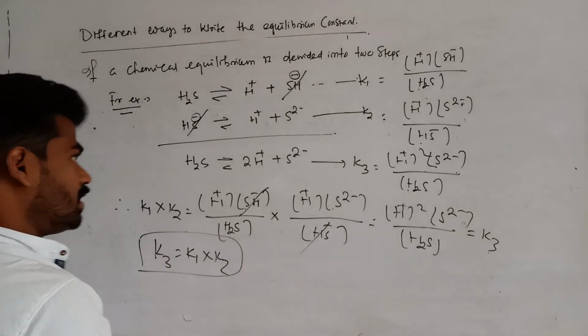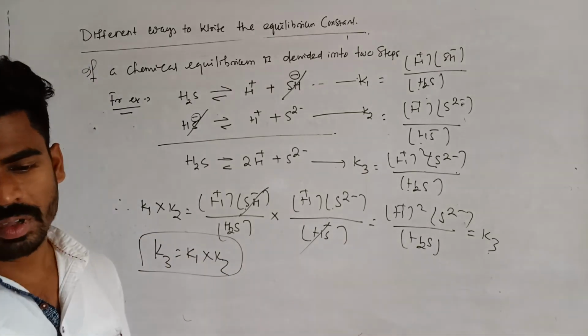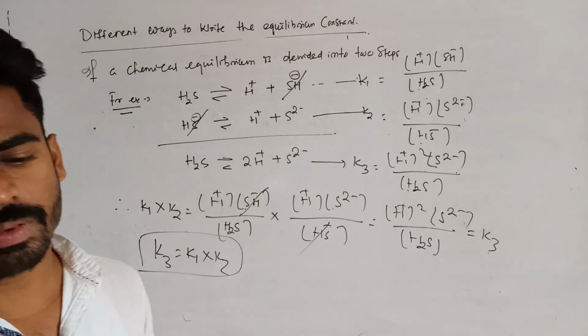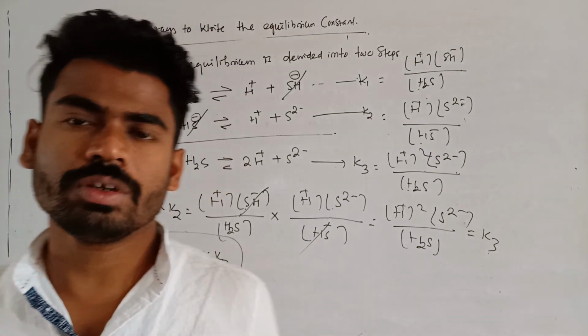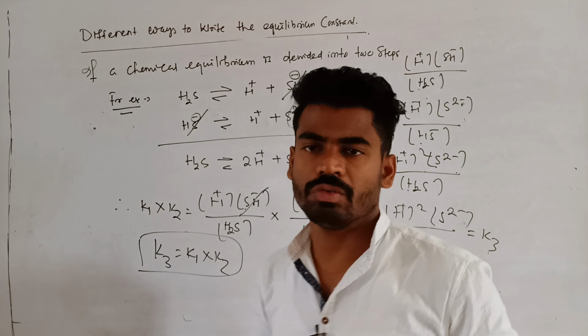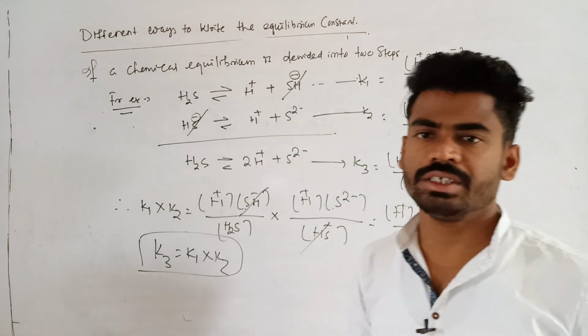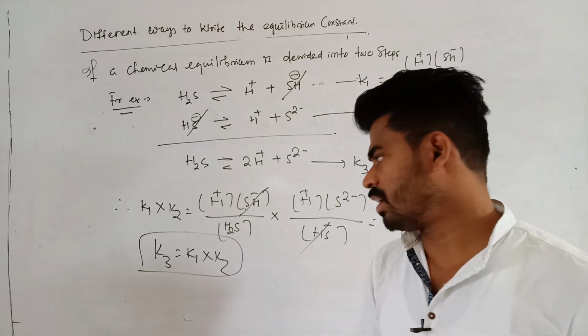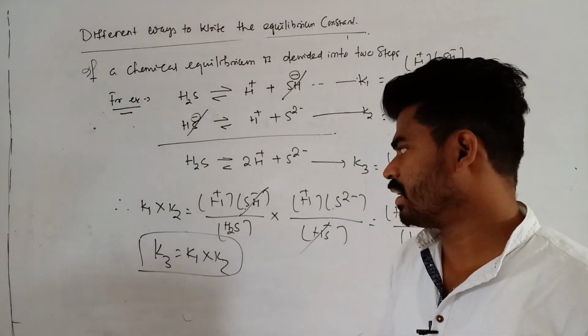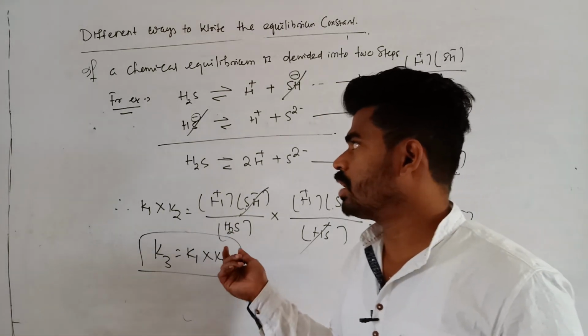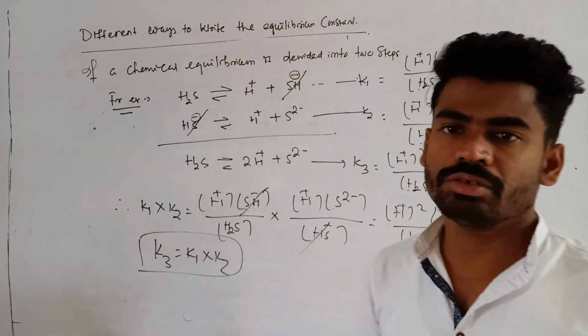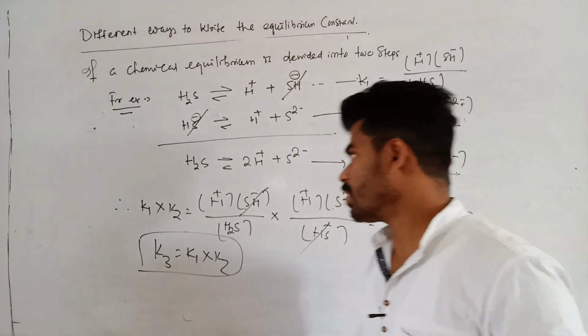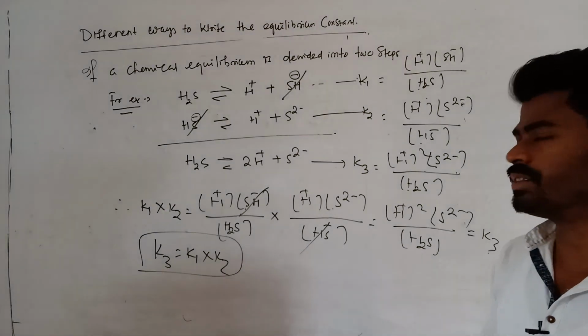So these are the different modes of mathematical expressions for equilibrium constant, which depend upon the nature of the reaction. Whether the reversible chemical change is reversed, it will be reciprocal. If it is multiplied by some factor or divided by some factor, or if multiple steps are involved, then the value of the new equilibrium constant will be like this.